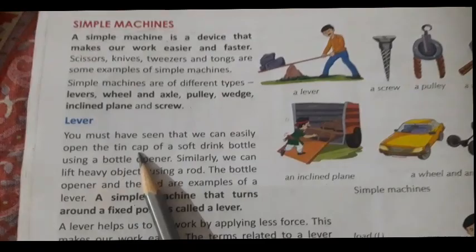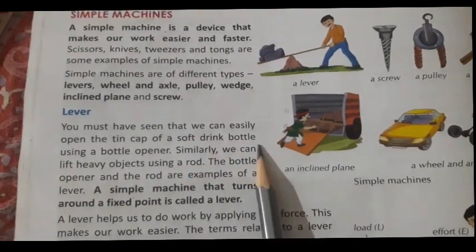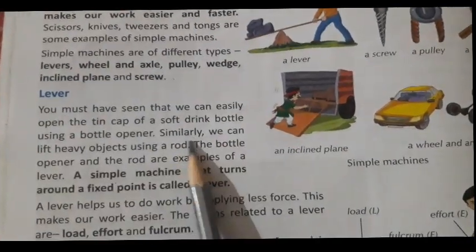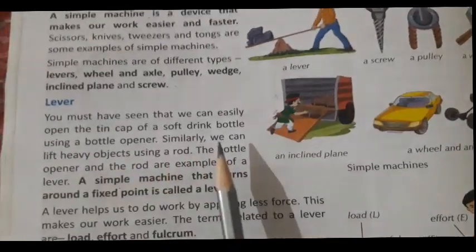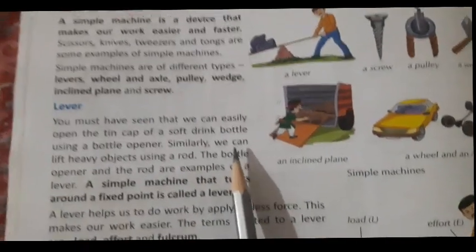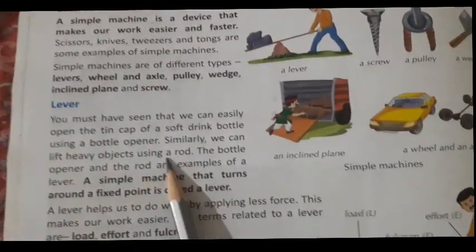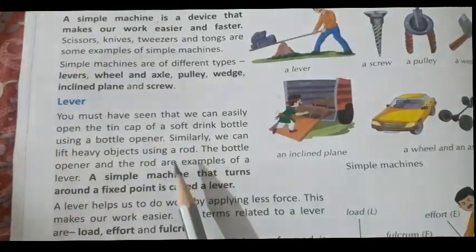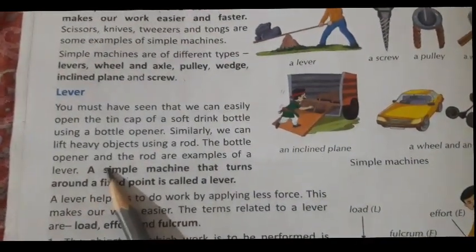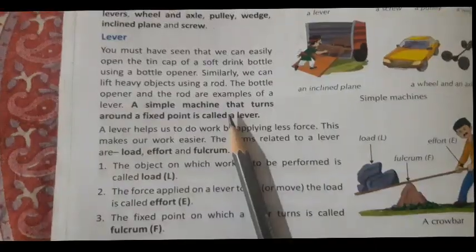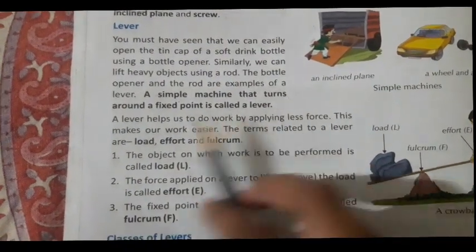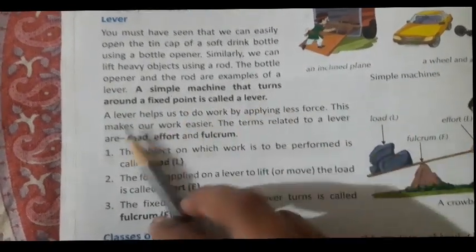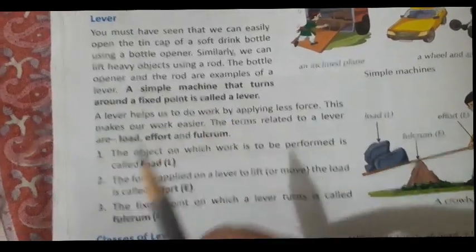You can easily open the tin cap of a soft drink bottle using a bottle opener. Now we are using the bottle opener, it is a simple machine. Similarly, we can lift a heavy object using a rod. The bottle opener and a rod are examples of the lever. A simple machine that turns around a fixed point is called a lever.